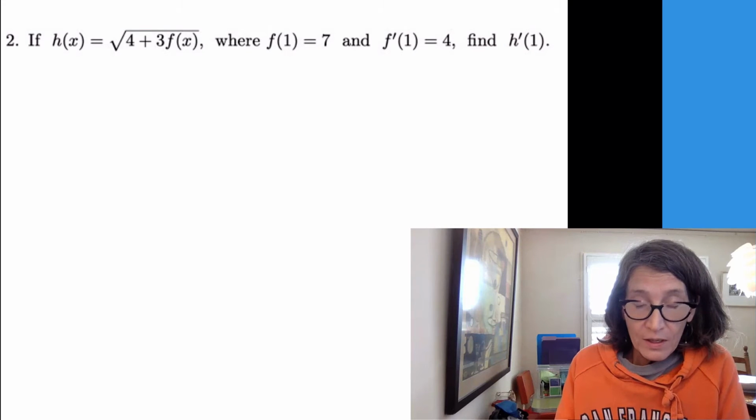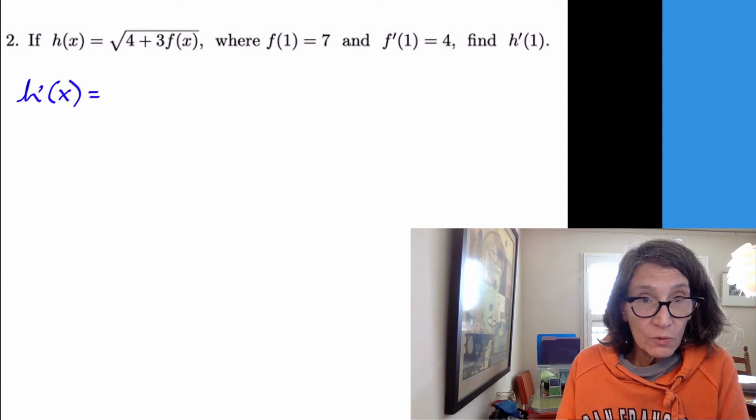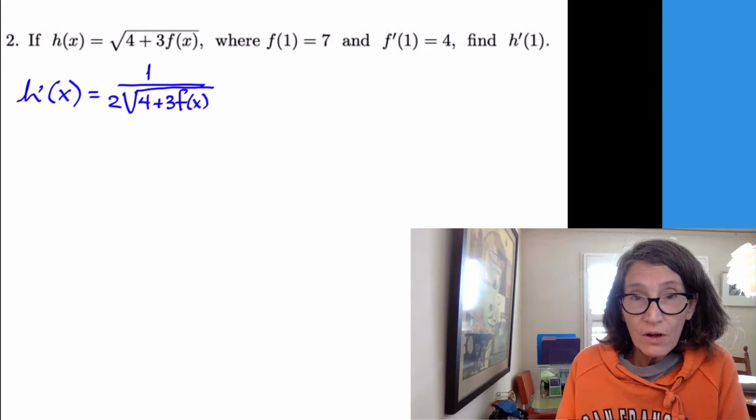So the first thing we need to do is differentiate h of x with respect to x using the chain rule. So we have an outside function, the square root function, and an inside function, 4 plus 3f of x. So to get h prime of x, we first differentiate the square root, which is 1 over 2 times the square root of the inside. So this is the derivative of the outside function with respect to the inside. So we don't change the inside at all.